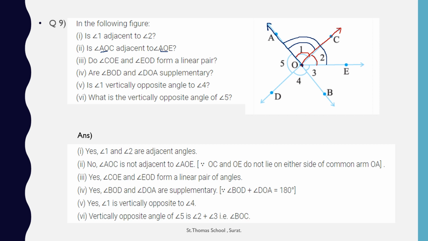Now, what are the remaining arms? One is OC and one is OE. These are the other two arms, so they are called non-common arms. But we can see that this is the common arm and these two non-common arms are on the same side of the common arm, not either side. So can we say they are adjacent angles? No. Angle AOC is not adjacent to angle AOE because OC and OE do not lie on either side of the common arm OA. Is it clear?